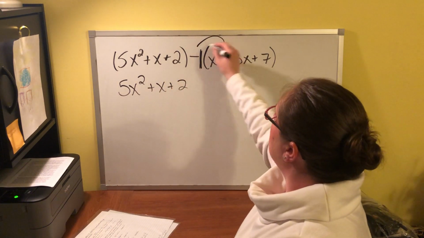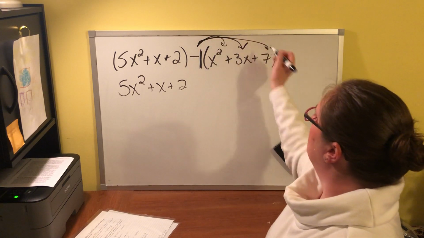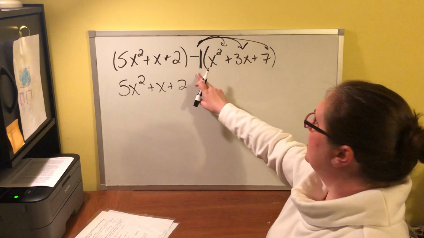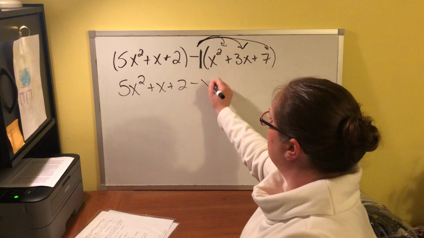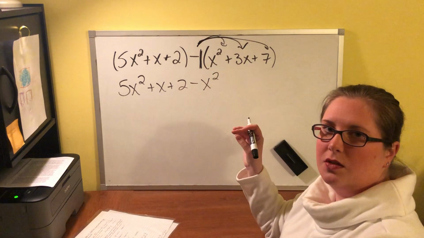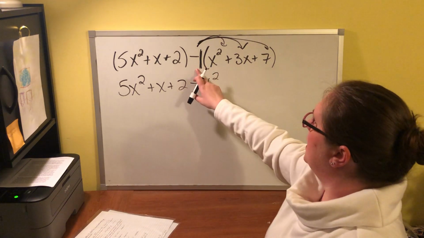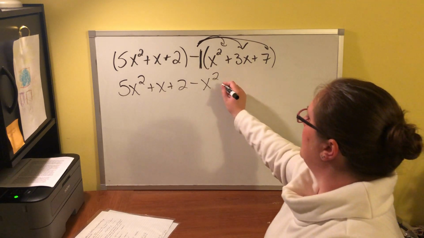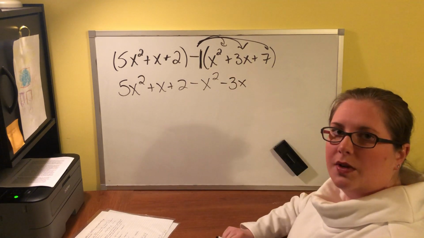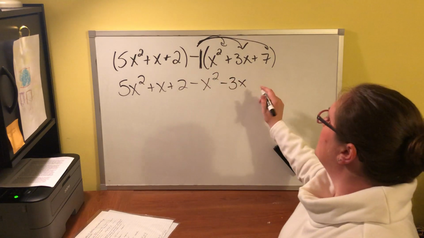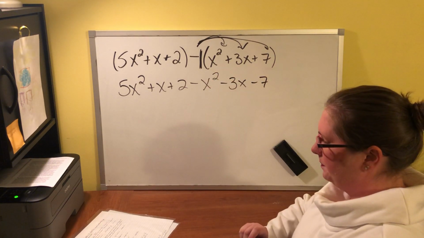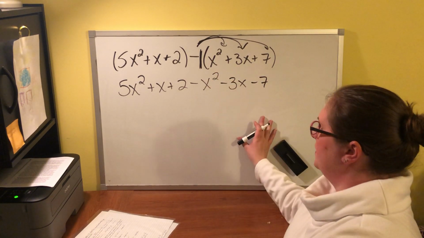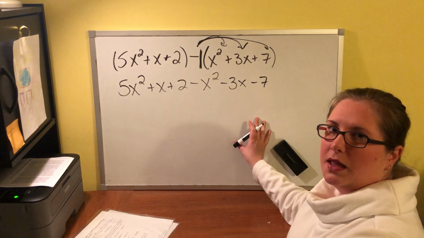Now I'm going to distribute this negative 1. Well, negative 1 times x squared is negative 1x squared. You don't have to write the 1 unless you want to. Now I have negative 1 times a positive 3x. Well, that's now negative 3x. And I have a negative 1 times a 7, so that's a negative 7. Okay? Now that we've done this, we can start combining like terms.